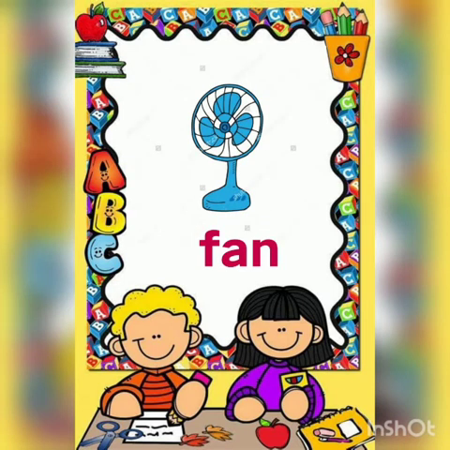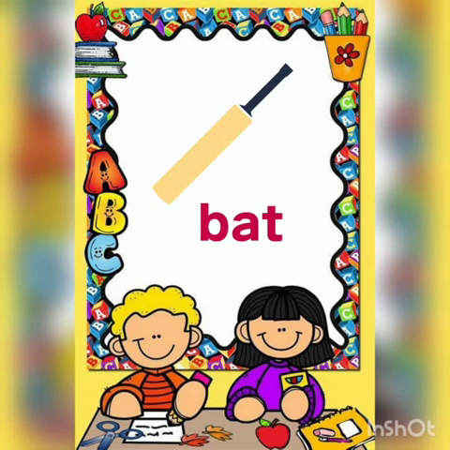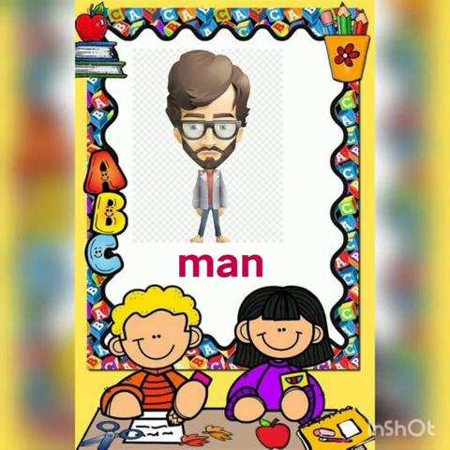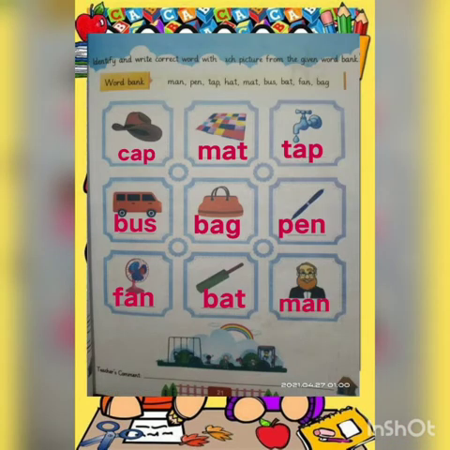What is this, students? This is a fan. F-A-N, fan. Well done. You are doing a great job. Move to the next one. What is this? Is this a bat? Yes, this is a bat. B-A-T, bat. Very good. Our last one, man. M-A-N, man. Now move to our exercise.